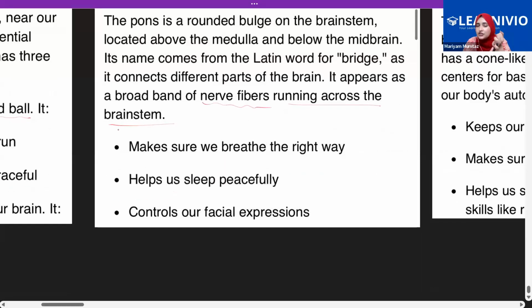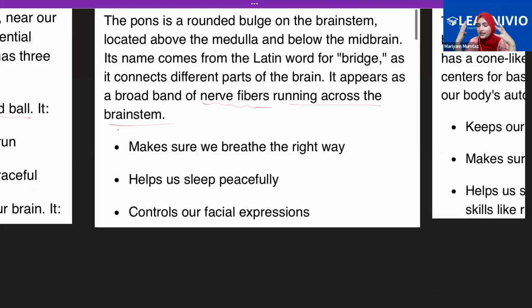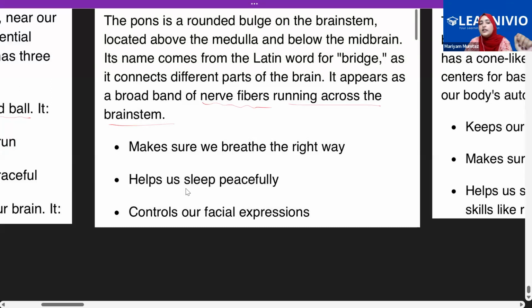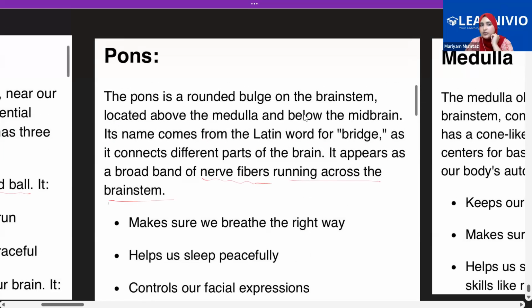It makes sure we breathe the right way. Whenever you're not stressed, whenever there's no tension or worry or anything to make you alert, your breathing is very normal, very fine. Like how you people are sitting right now, none of your breathing would be faster, right? Unless you people are running. So it makes sure that we breathe right. Our pons helps us sleep peacefully, and it also controls our facial expression. So that is the pons.